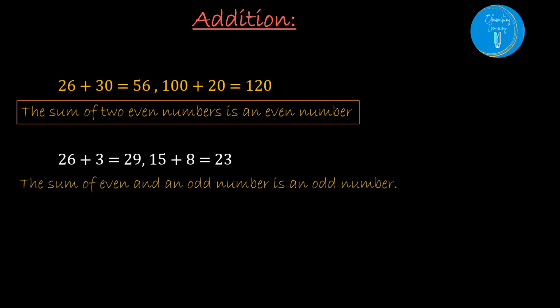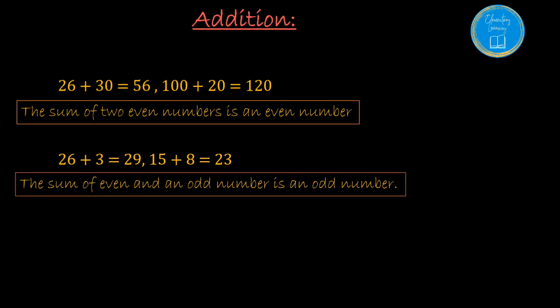Similarly, if we take two even numbers, that is 26 and 8, and two odd numbers, that is 3 and 15, and calculate the sum between 26 and 3 and 15 and 8, then their sum will be 29 and 23 respectively, which shows that the sum of an even and an odd number is an odd number.